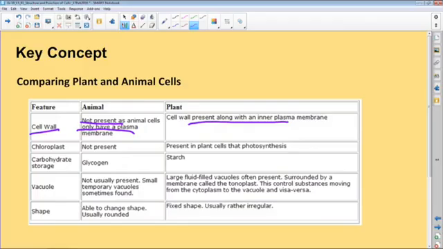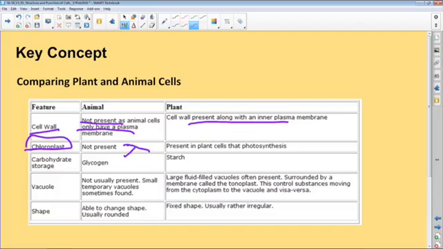Okay, next one, chloroplast. Is it present in the animal cell? No. Maybe Hulk. Maybe Hulk. No, I'm joking. There is no animal that can photosynthesize. So in other words, they won't have chloroplast. They will not have it because they cannot go through photosynthesis. So not present, and I'm going to cross it again, not present in the animal cell.